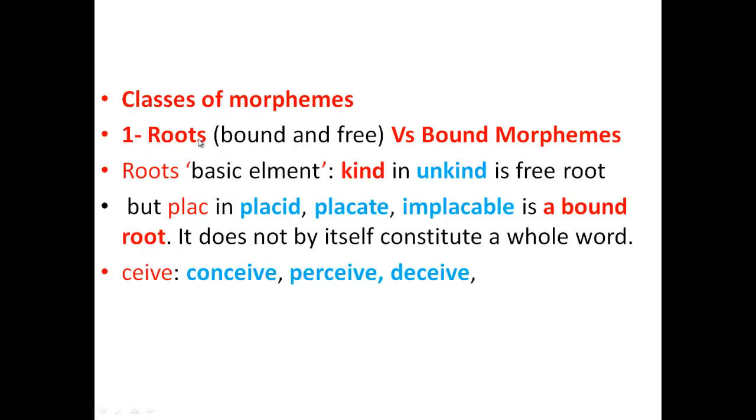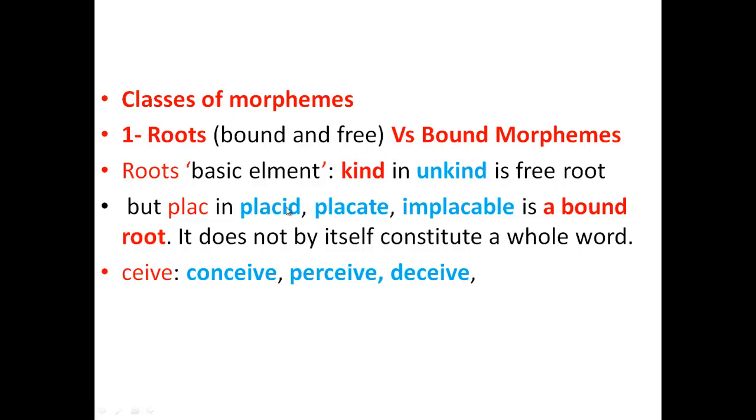Now, classes of morphemes. We can talk about roots as opposed to bound morphemes. The roots, which means the base form of the word. When we talk about roots, we can identify bound roots and free roots. So, first of all, the root is the basic element in the word. Here, in unkind, the basic unit of the word is kind. But un is bound, is something which is added here. So the root is kind. But kind, since it can stand on its own, is called a free root.